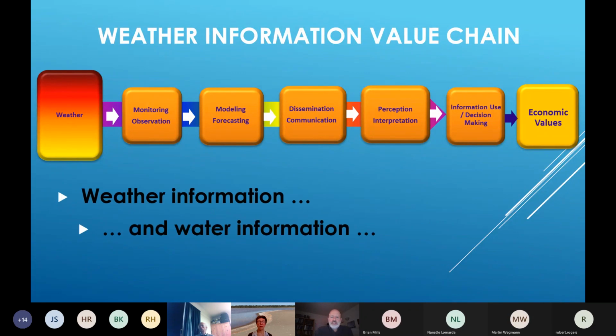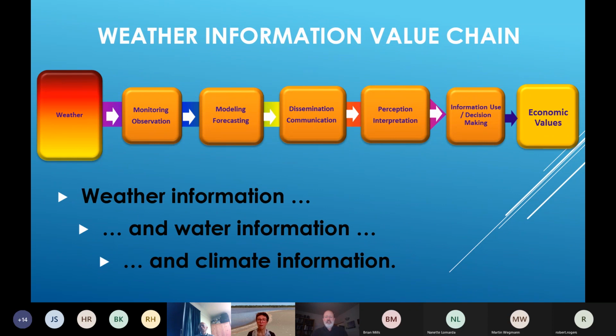Again, just emphasizing that I think this is applicable to weather, water, and climate information, and even more broadly to environmental information or other information. One thing I forgot to point out, the value chain concept is actually used in economics in a different way, in terms of a production process value chain, especially in agriculture, where each step of the process adds value. What we're talking about here is the flow of information, and information as a product moves from step to step, as opposed to physical commodities used for agricultural production or something like that.